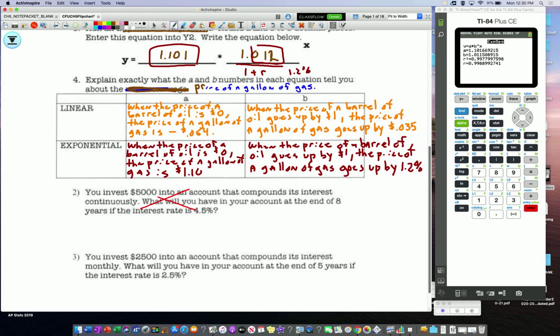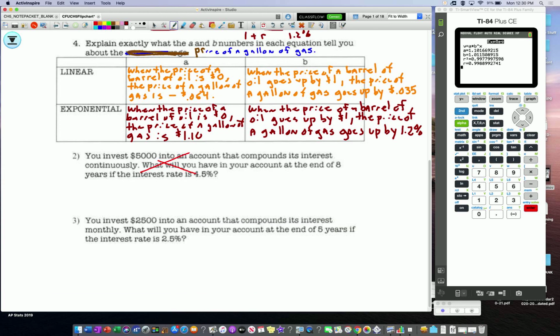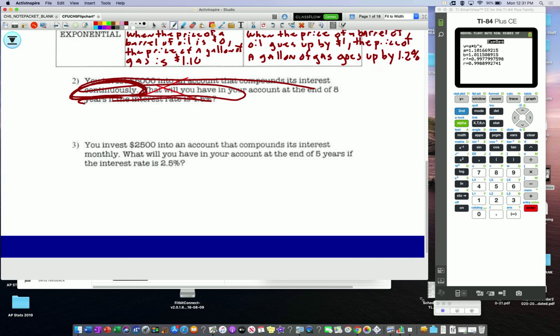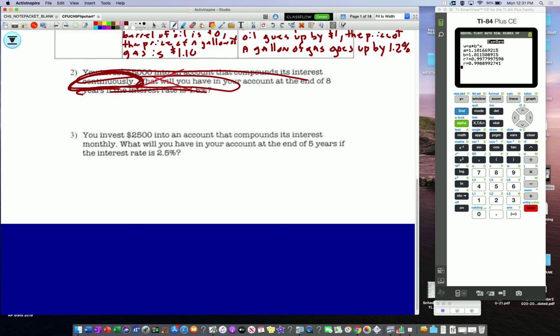All right, let's take a look at the last problems. Number 2, you can completely cross out because we've never done where it says this word continuously, okay? Nor will we. However, number 3 definitely comes into play. So let me just move this up just a little bit, right? So number 3 here says you invest $2,500 into an account and it compounds the interest monthly. Ooh, this one's going to be challenging. Okay? So this is like our starting value A. What will you have in your account at the end of 5 years if the interest rate is 2.5%?